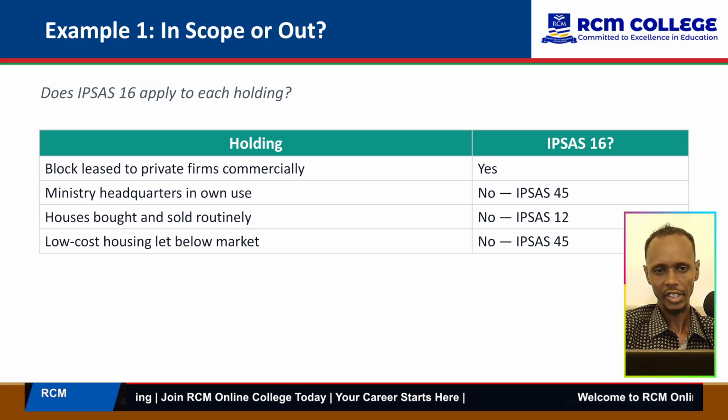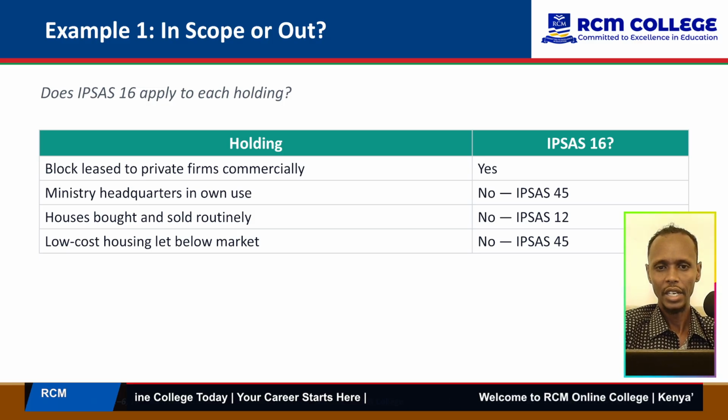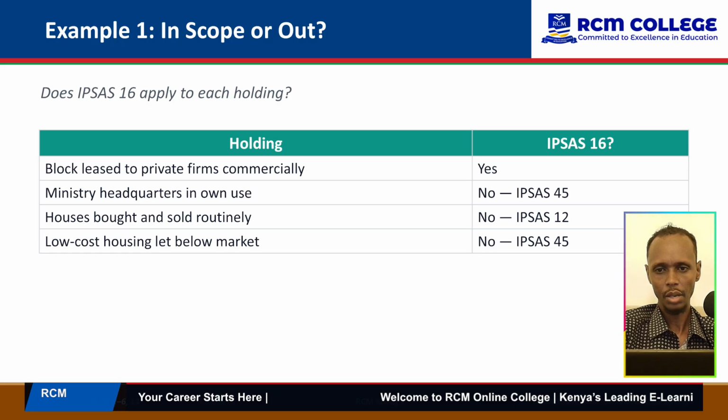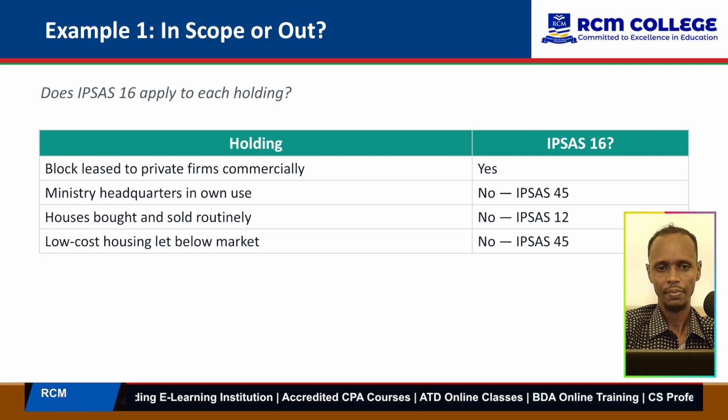So does IPSAS 16 apply to each holding? For example, holding number 1, block leased to private firm commercially. Does IPSAS 16 apply? The answer is yes. Ministry headquarters in own use. Does IPSAS 16 apply? The answer is no. Why? Because the aim is for administration. So you apply IPSAS 45.